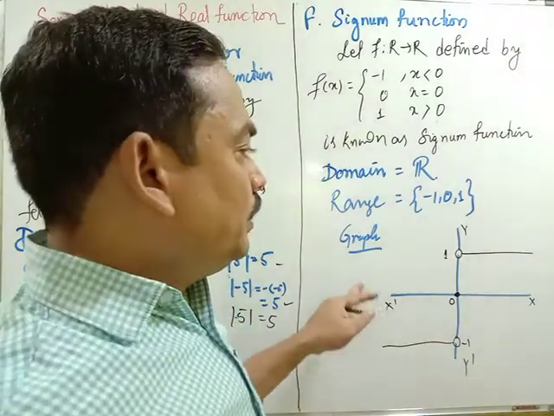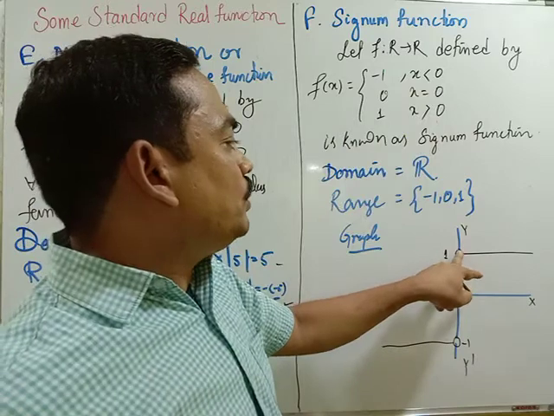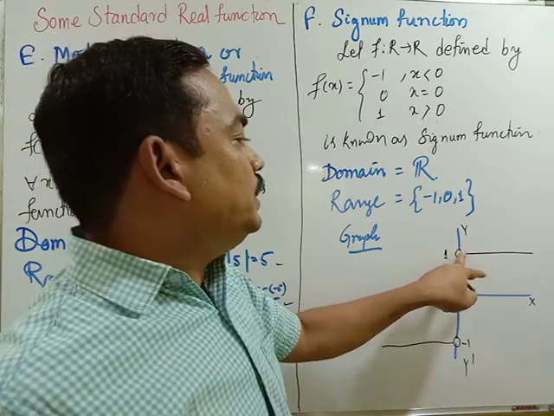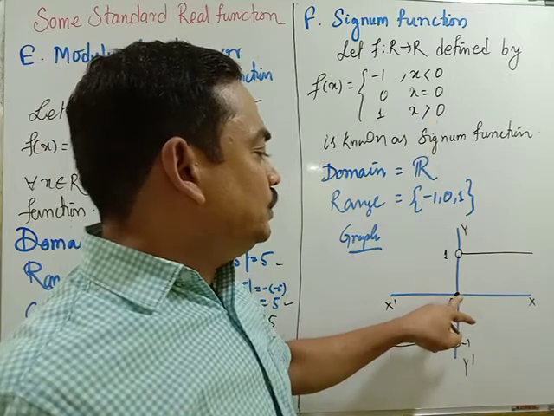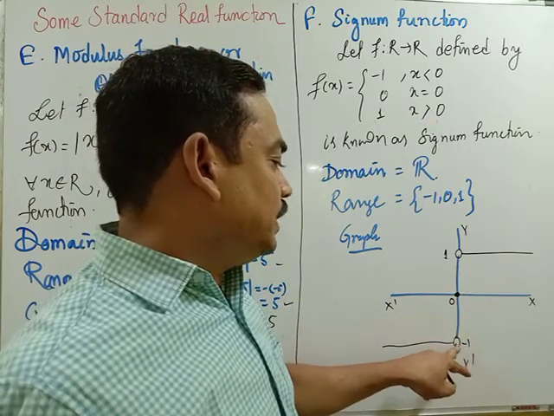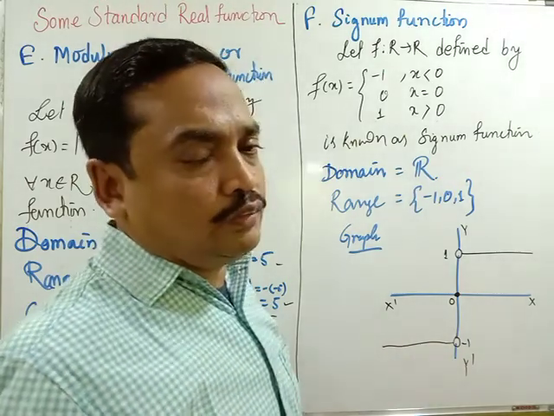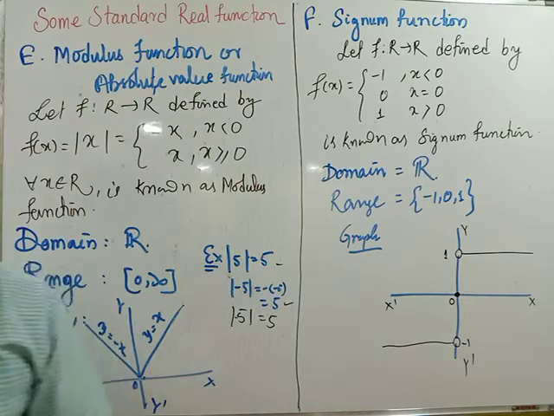And the graph: for all positive values it will not touch the y axis, but it is 1 for x greater than 0. Similarly at 0, it is 0. For negative values it also does not touch the y axis, and here it is minus 1. So this is the graph of the signum function.